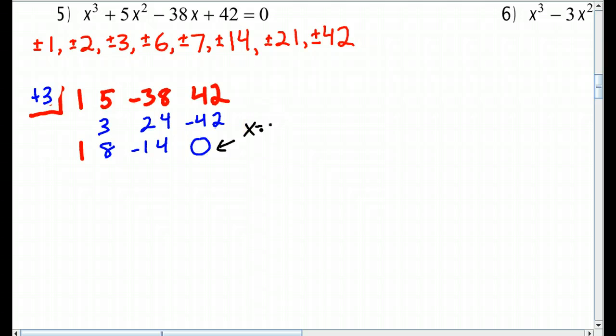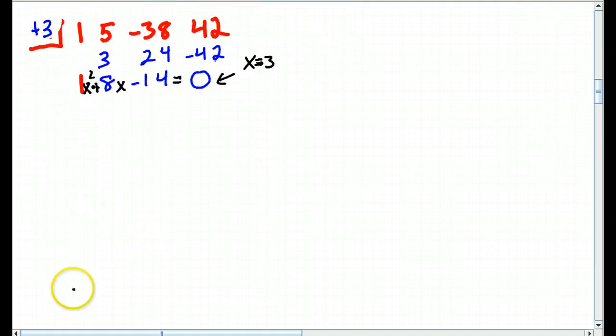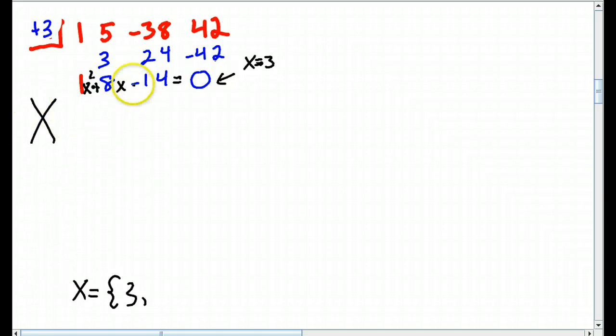yeah, first thing is x equals 3 is a root, and we have x squared plus 8x minus 14 equals 0. So I know this. x equals 3. How many more do I need? 2 more. All right. So try to factor it. What two numbers multiply to negative 14 and add to 8? That doesn't work. So factoring doesn't work.